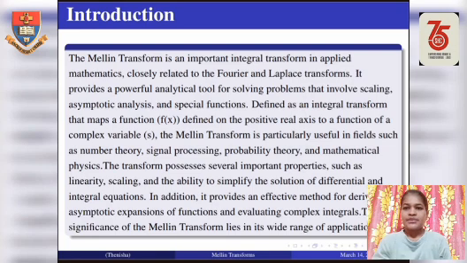Introduction about Mellin transform. The Mellin transform is an important integral transform. It provides a powerful analytical tool for solving problems that involve scaling, asymptotic analysis, and special functions. It is defined as an integral transform that maps a function f of x defined on the positive real axis to a function of complex variable s. The Mellin transform is particularly useful in fields such as number theory, signal processing, probability theory, and mathematical physics.